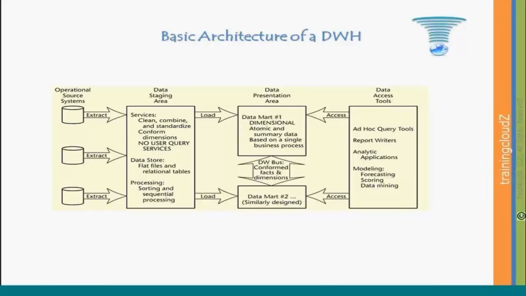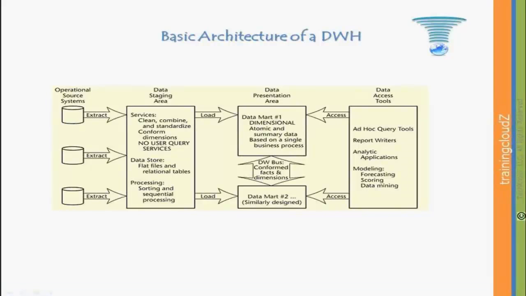Okay, this is the basic architecture. So the data is in summarized format. The data access tools, like a Business Objects reporting tool or Cognos or MicroStrategy, any tool you call it, will be used by report writers. They have to do forecasting reports, scoring reports, data mining reports. So you see the basic architecture.